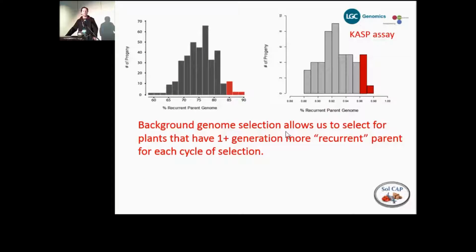Okay, and so now I'm going to jump back into Caleb's project, and again, what I'm showing here, let's just concentrate on the left-hand side. You have a distribution that represents the Backcross 1. The proportion of recurrent parent genome is on the x-axis, and the number of progeny is on the y. And what you can see is you get a distribution that approaches normal. The mean is right what Mendel tells us it should be at 75%.